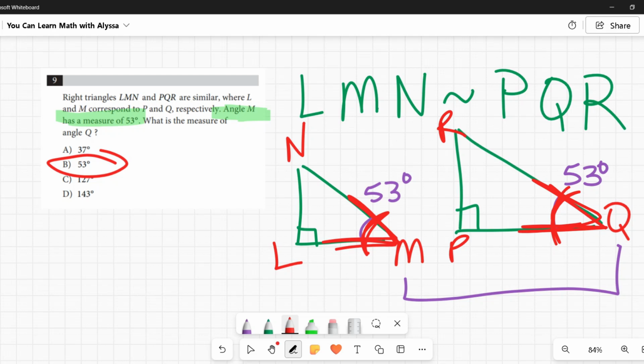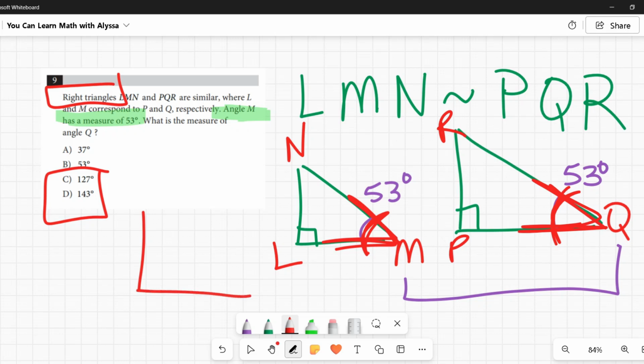And just a little side note for the answers that are provided here. These two answers of being 127 degrees and 143 degrees, both of these are impossible as soon as you find out that they are right triangles. In a right triangle, always, always, always, the largest angle is 90 degrees. You cannot have an angle larger than 90 degrees in a right triangle.